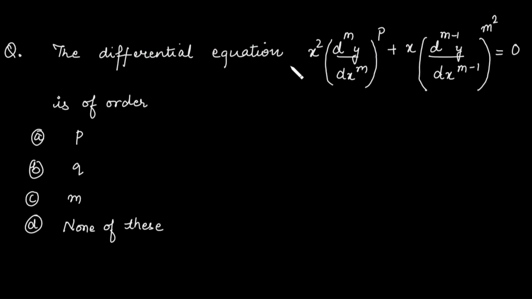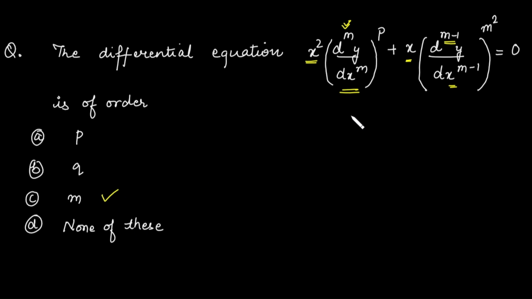The next question asks: this differential equation is of what order? So we need to observe this differential equation. In this case, it is x squared times the m-th derivative of y, with power p, plus x times the (m minus 1)-th derivative of y with respect to x, whose power is m squared. So what is its order? Order means the highest order derivative. If you observe these two terms, here it has the derivative m times and here m minus 1 times. Which one is the maximum? That is m. So the order of this differential equation is m.